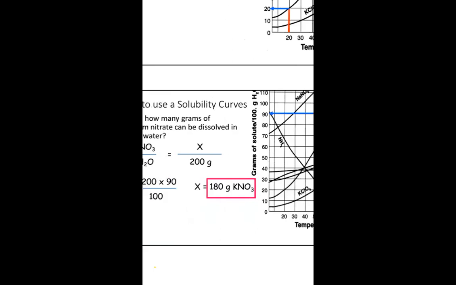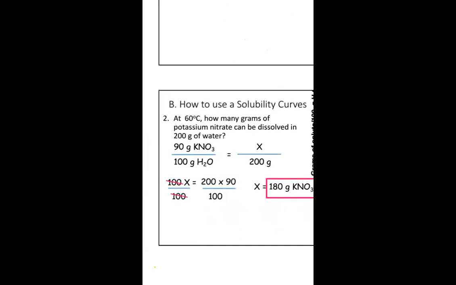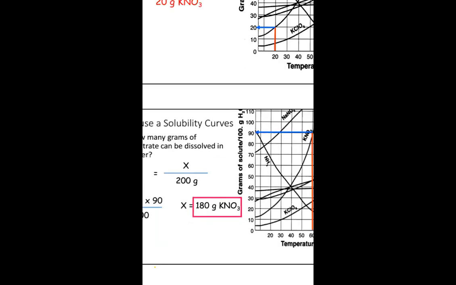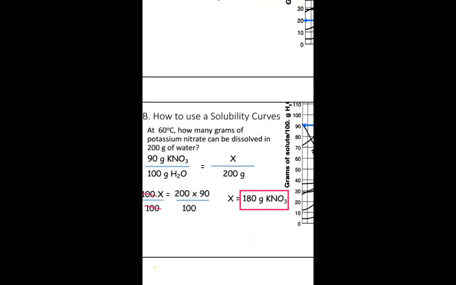But if you look at the question, it says the mass of potassium nitrate that can be dissolved in 200 grams of water. So if 90 grams of the salt will dissolve in 100 grams of water at 60 degrees Celsius, it means 90 times 2, that's 180 grams of the salt, KNO3, is going to dissolve in 200 grams of water. Does that make any sense? Yeah. So that's exactly what was done here.